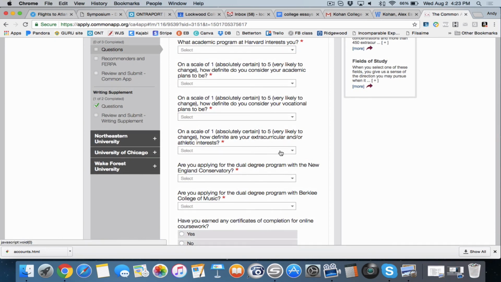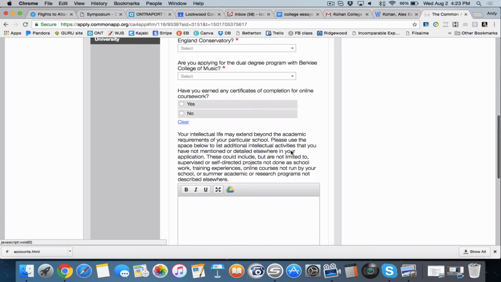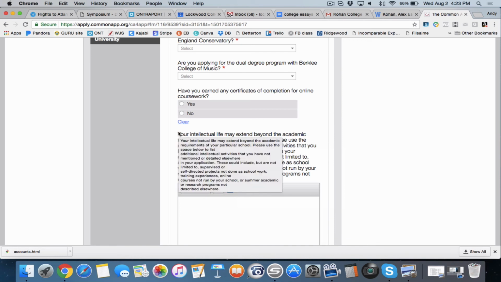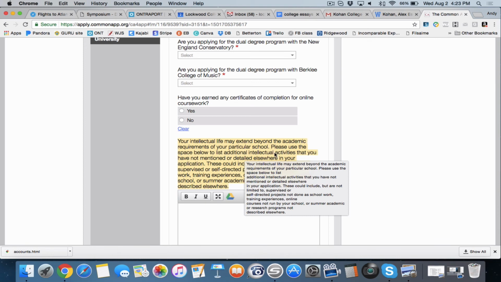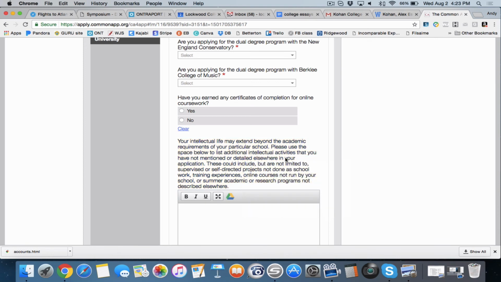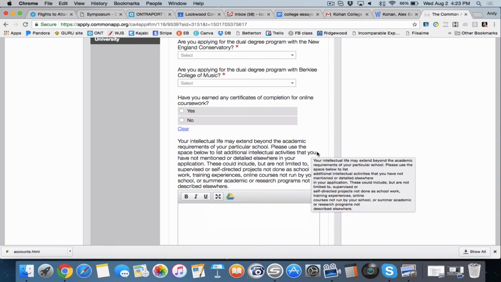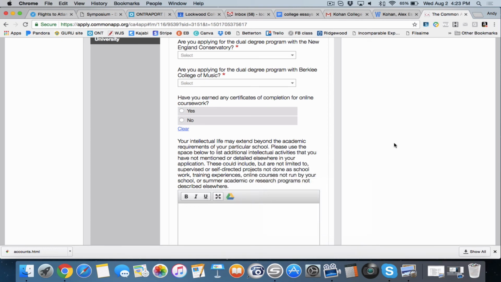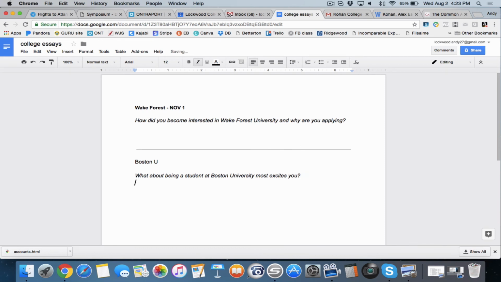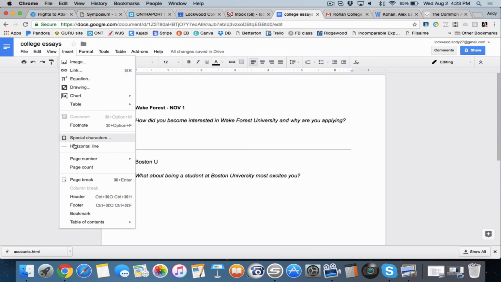How definite are your extracurricular and athletic interests? That's kind of cool, right? So here is an essay about extracurricular stuff or additional intellectual activities that you have not mentioned or detailed elsewhere in your application. This could include supervised or self-directed projects, not done as schoolwork, training experiences, online courses, etc. So you'd want to cut and paste that one into the little document that you're creating. Oops.